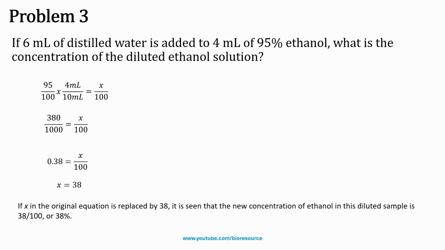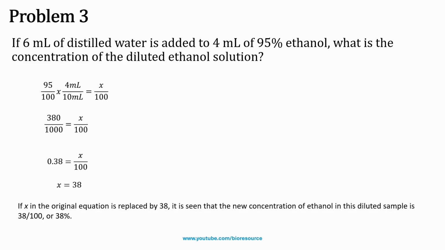If 6 ml of distilled water is added to 4 ml of 95% ethanol, what is the concentration of diluted ethanol solution? The total volume of solution is 6 ml plus 4, that is 10 ml. This volume should appear as denominator on the left side of the equation. This dilution is same as if 4 ml of 95% ethanol were added to 6 ml of water. Either way, it is a quantity of 95% ethanol stock that is used to make the dilution. The 4 ml therefore should appear as the numerator in the volume expression on the left side of the equation.